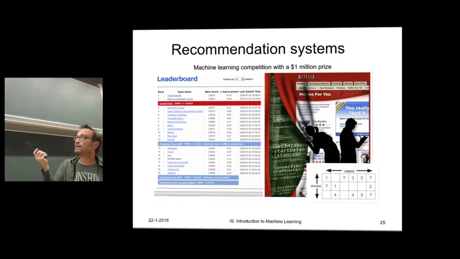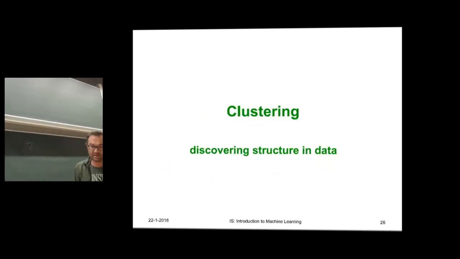So they had a competition where people who came up with the best machine learning algorithm would get a $1 million prize. And as I said, I don't know how this competition ended, but it really was something in the media for some time.